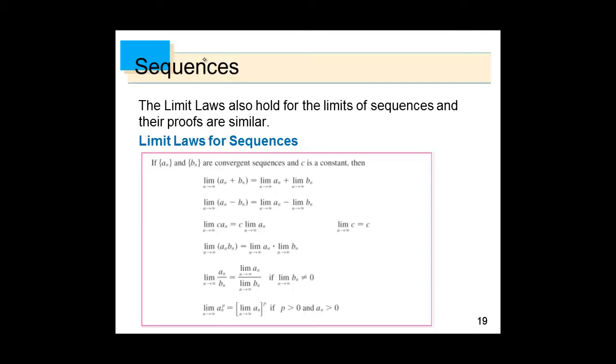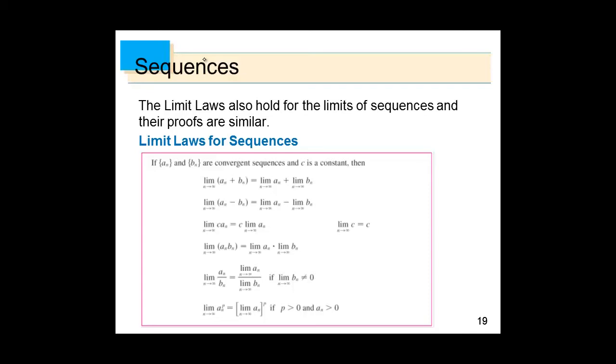And the question is, what would be the limit of the new sequence? So for example, we can take the sum of the two sequences. When I'm taking the sum, it means a_1 is added to b_1, a_2 is added to b_2, a_3 is added to b_3. So what's the limit of this new sum sequence? Well, the limit of the sum is the sum of the limits. Same thing for the limit of the difference of the two sequences: it is the difference of the two limits.